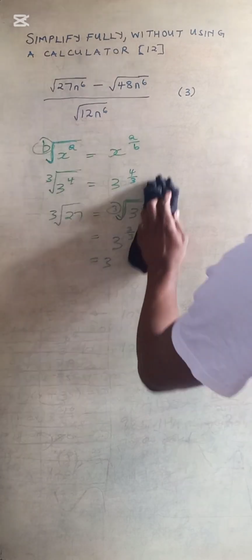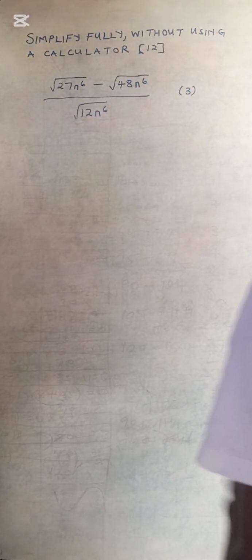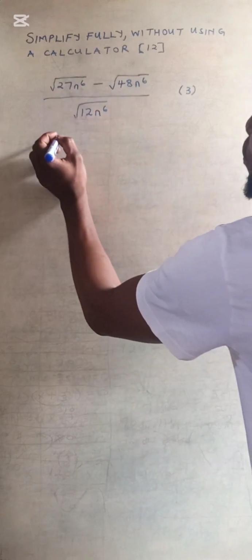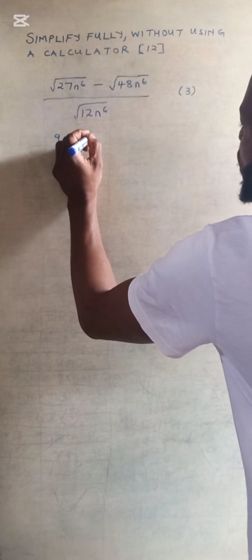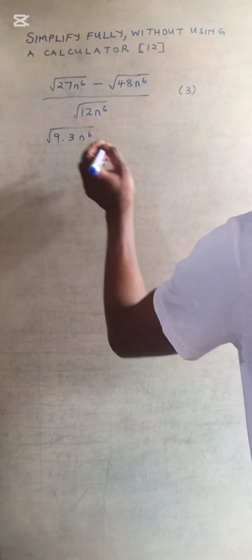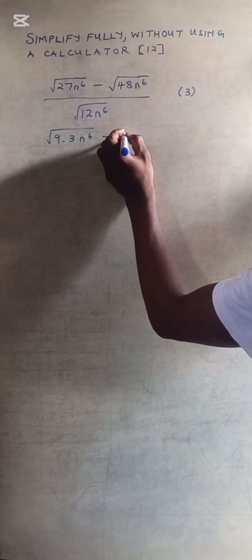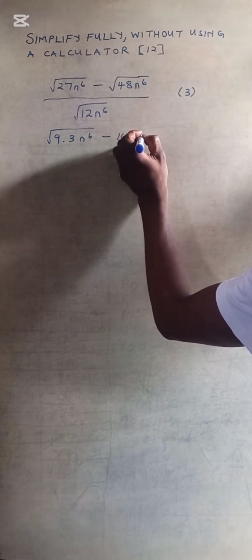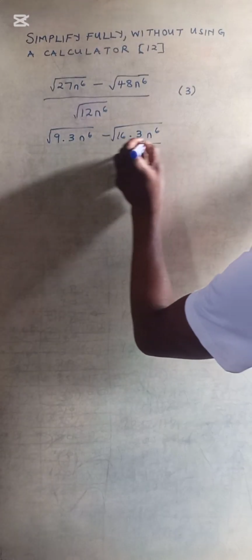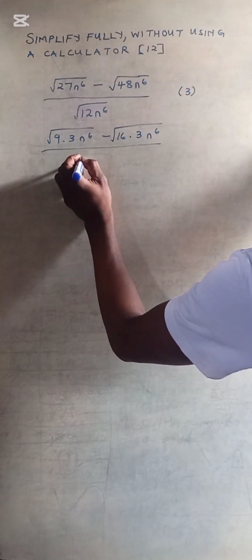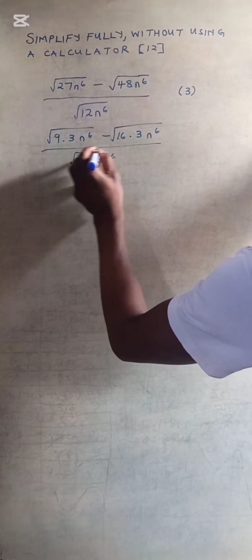So let's get into the question. I was not saying that in vain. So the square root of 27 will be 9 by 3 and n to the 6. You remember we want to break it down into two numbers, one being a perfect square. 48 will be 16 by 3 and n to the 6, right? 12 will be 4 by 3 and n to the 6.